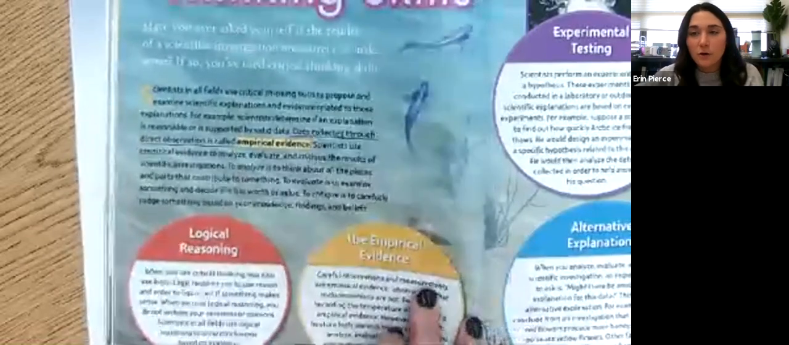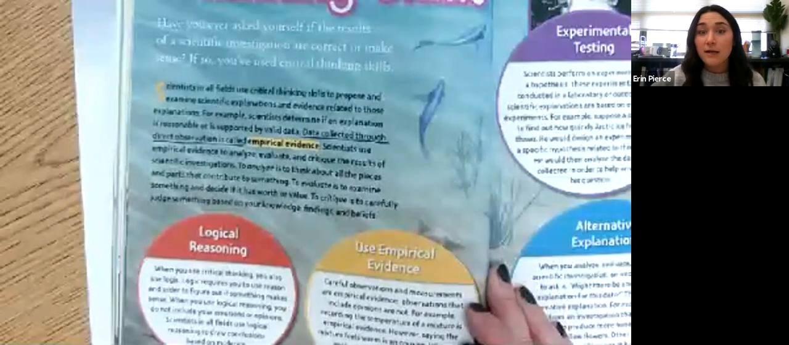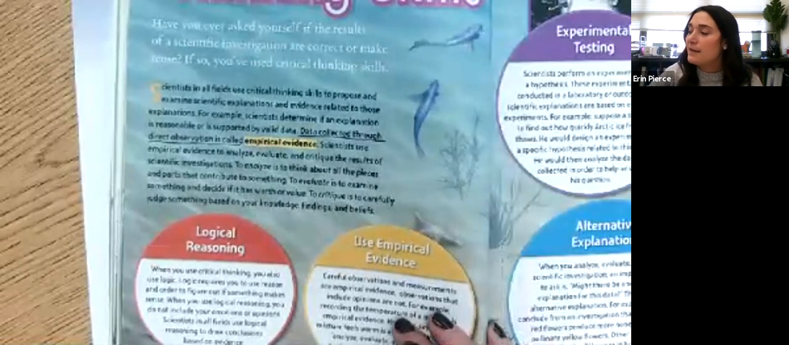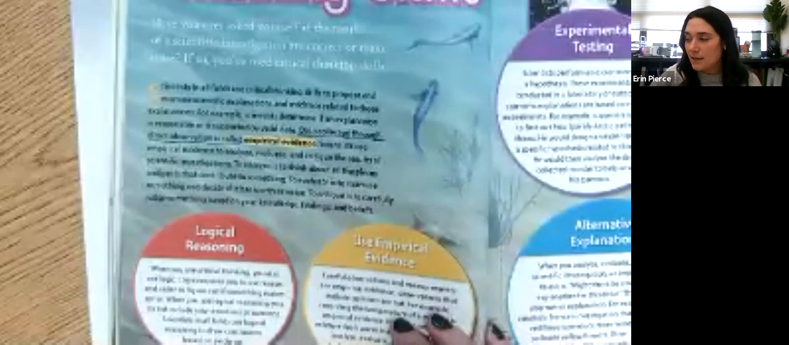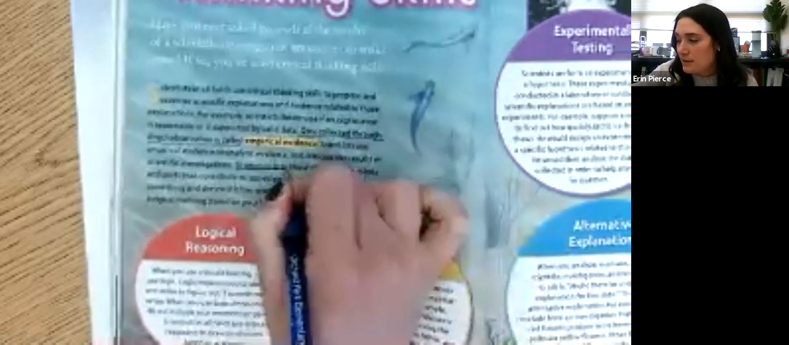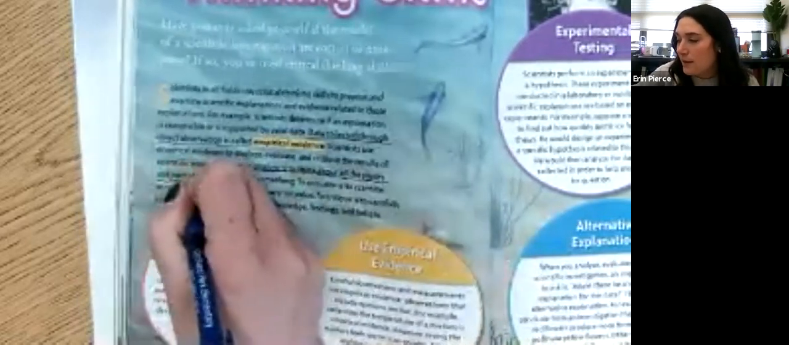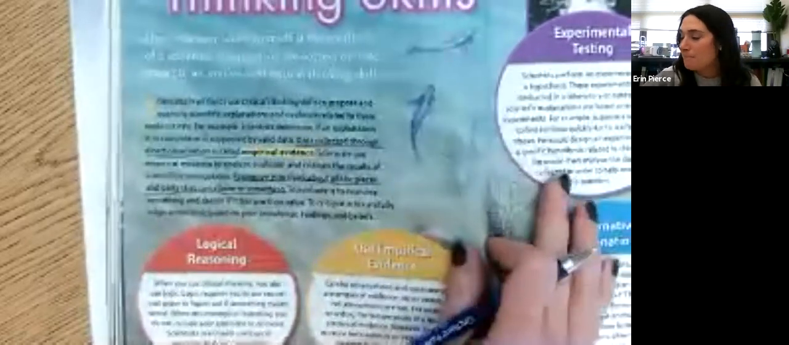That's a very difficult word. I wouldn't even necessarily say fourth grade word. I'd say even kind of a high school vocabulary word right there. Scientists use empirical evidence to analyze, evaluate, and critique the results of scientific investigations. To analyze is to think about all the pieces and parts that contribute to something. I like that. I'm underlining that.